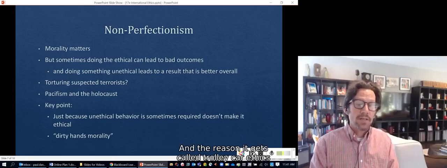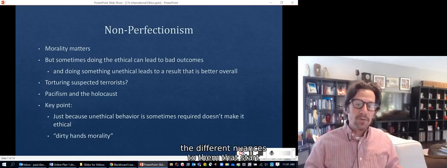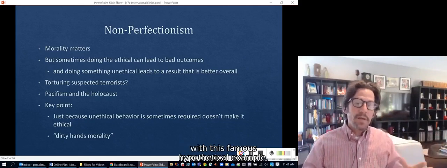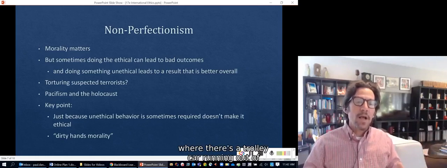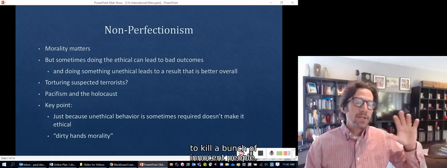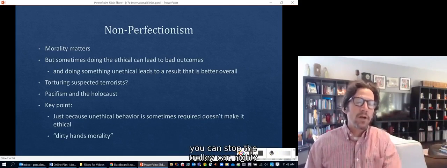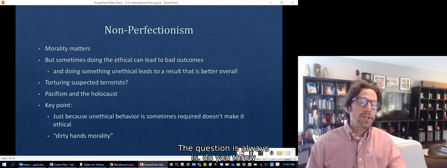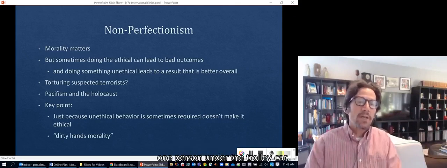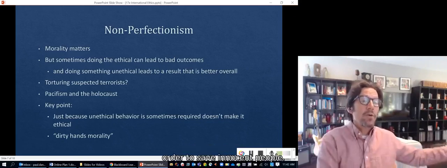And the reason it's called trolley car ethics is there's a whole set of examples with different nuances to them that start with this famous hypothetical example where there's a trolley car running out of control and it's going to kill a bunch of innocent people, but by throwing one person in front of the trolley car, you can stop the trolley car. And the question is always: do you throw one innocent person under the trolley car in order to save innocent people?